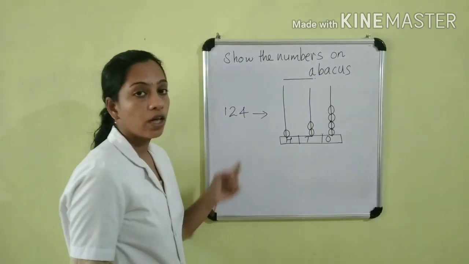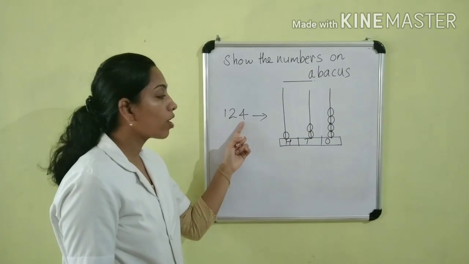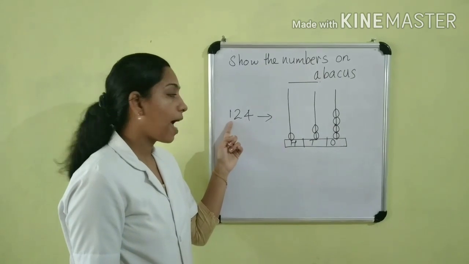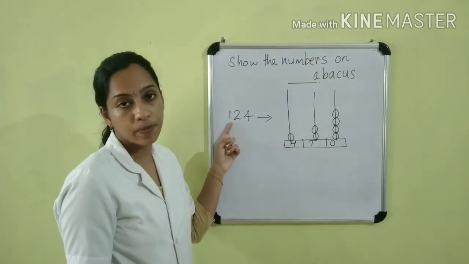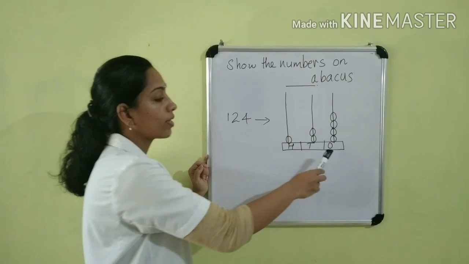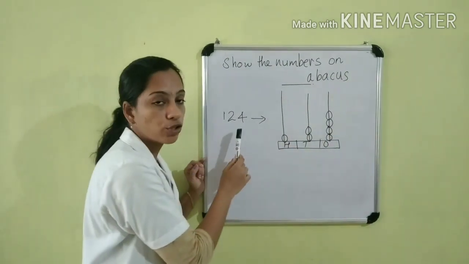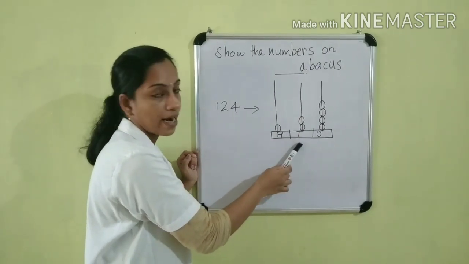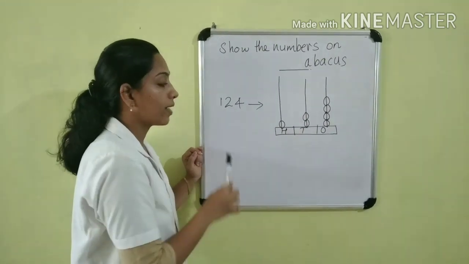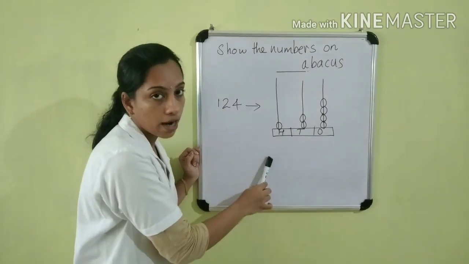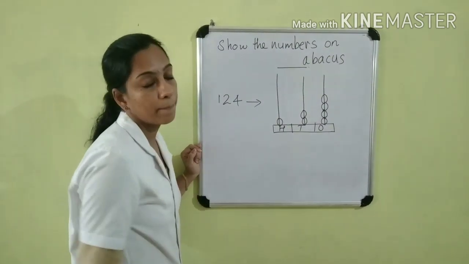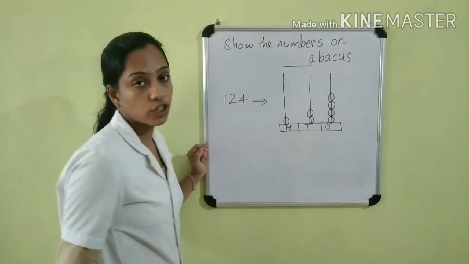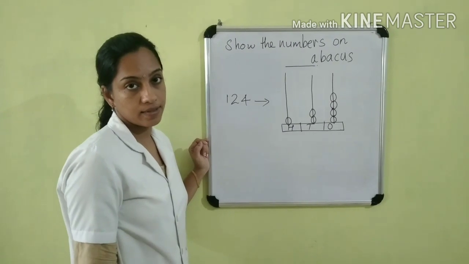Let's see how to arrange the number on this abacus. In this number, the number 4 comes under ones place, 2 comes under tens place, and 1 under hundreds place. So, on the spike of ones, we have to draw 4 beads. And on the spike of tens, we have to draw 2 beads. And last, on the spike of hundreds, we have to draw 1 bead. In this way, we can show any three-digit number on the abacus.